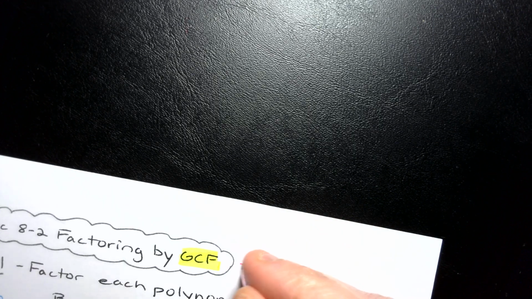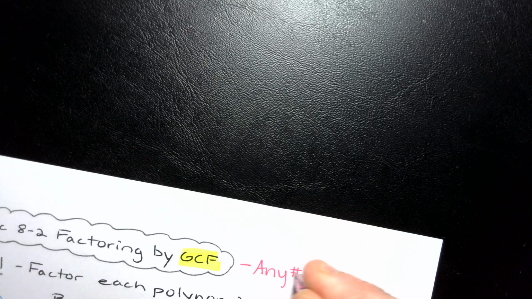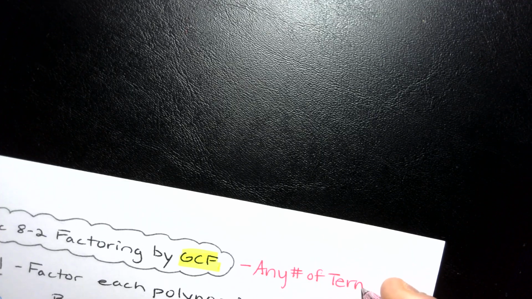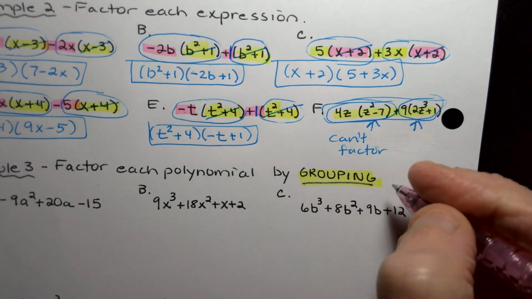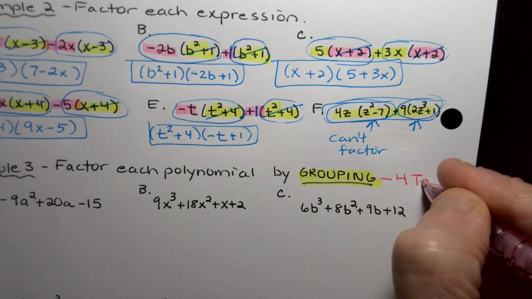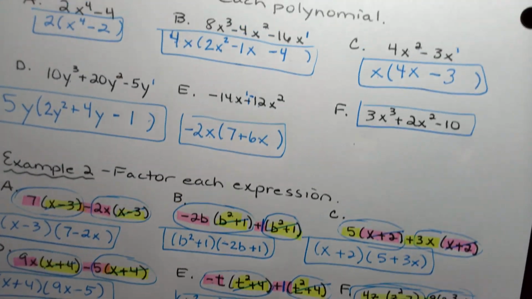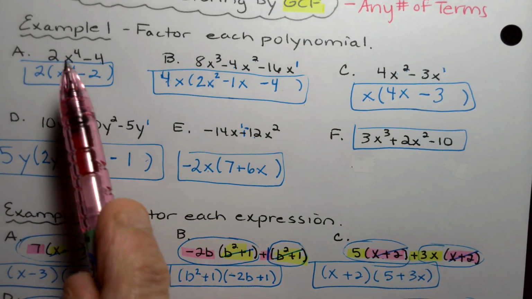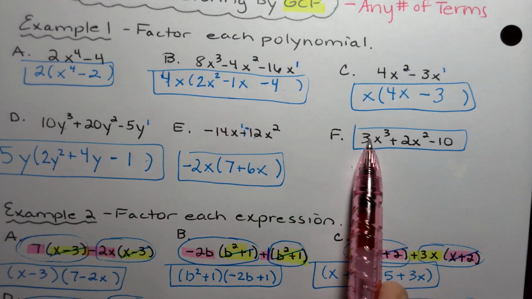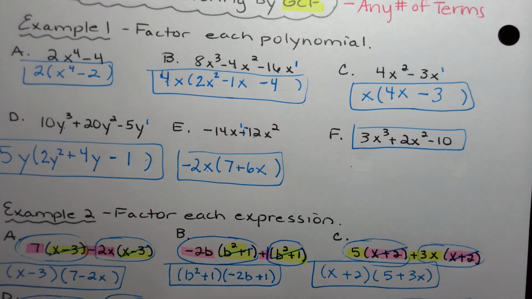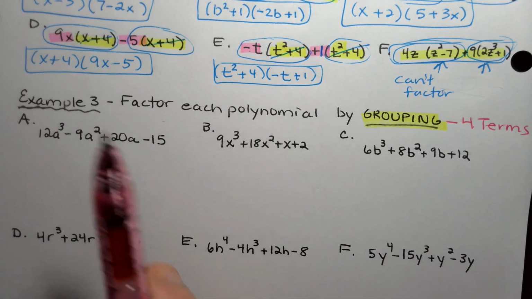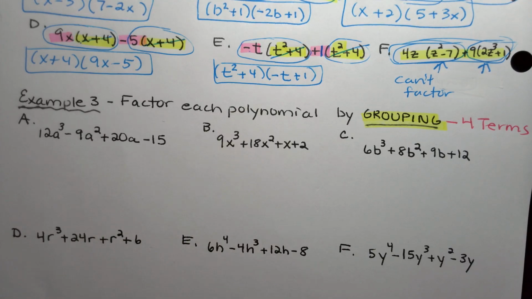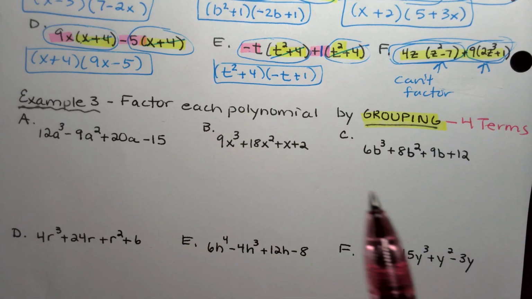All right. GCF is any number of terms. Doesn't matter how many terms, any number you can try GCF. Grouping, you are only going to consider when you have 4 terms. Well, let's see. Do we even have 4 terms? We wouldn't even have considered it up there. And even down here, these are all groups of 2 bigger terms. But look at this. 1, 2, 3, 4. Yay! It's perfect.